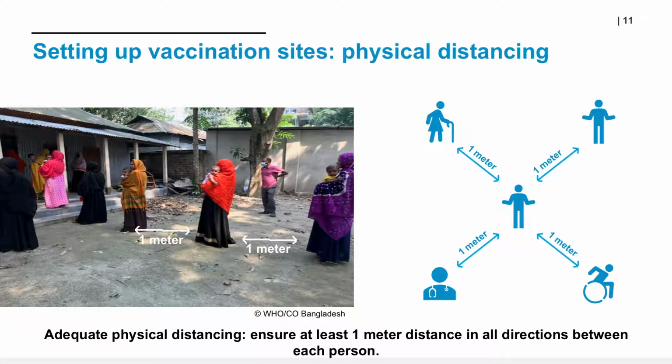Setting up vaccination sites to ensure physical distancing is important. It is important to ensure at least 1 meter distance in all directions between each person.